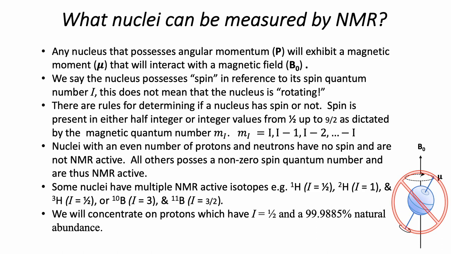So there are rules for determining if a nucleus has spin or not. It's present in either half integer or integer values. You don't really have to worry about that for this class. We're going to be looking at spin 1/2 nuclei, protons, which are the easiest to interpret.